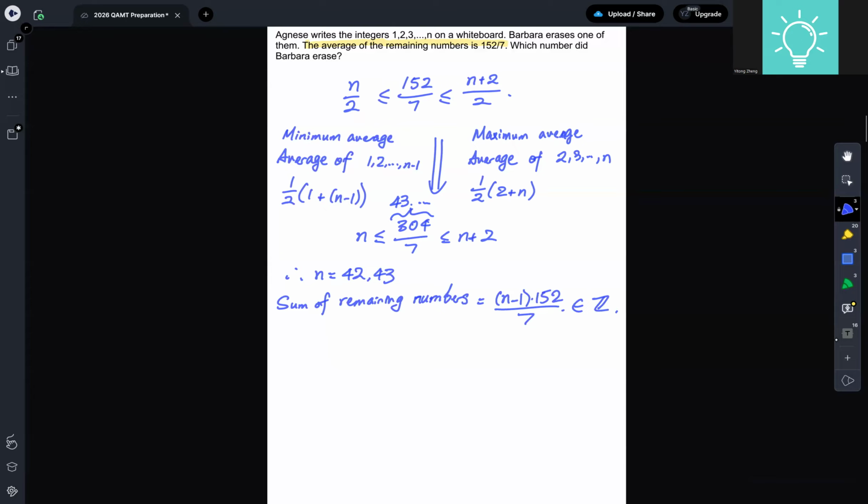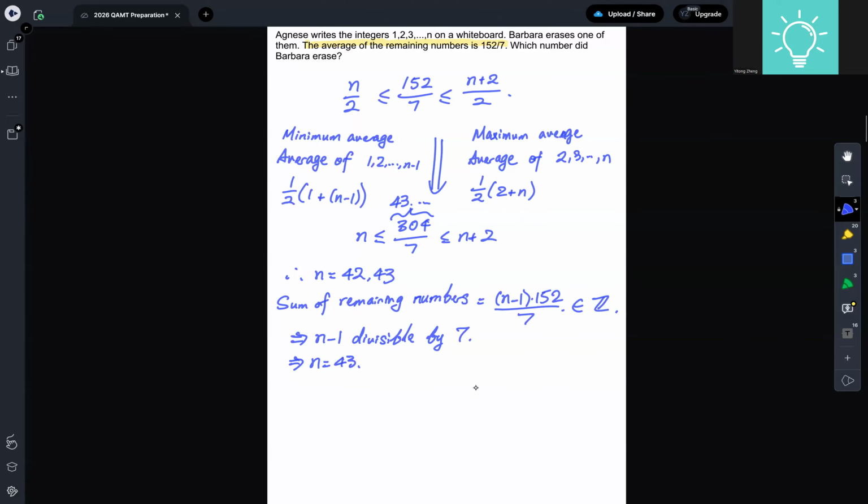Okay. This being an integer, what does that mean? We've got a 7 on the denominator. 152, that's not divisible by 7. So that means that n minus 1 is divisible by 7. Otherwise, this sum is not going to be an integer. And n is either 42 or 43. Only n equals 43 satisfies n minus 1 divisible by 7. So we can conclude n is equal to 43.